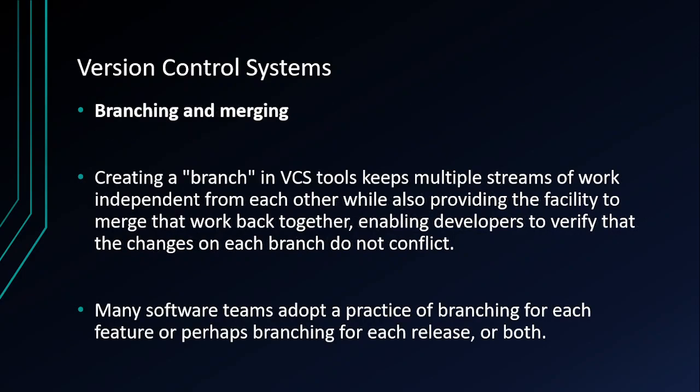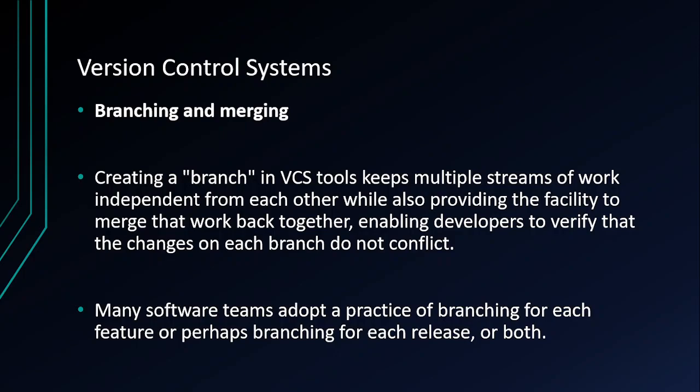Another reason is that you can do branching and merging. We discuss the purpose of how branching and merging works. When we create a branch in these VCS tools, this keeps multiple streams of work, so multiple copies of work. In each copy, in each branch, you can work simultaneously, depending on the number of developers, independent from each other while also providing the facility to merge that work back together.